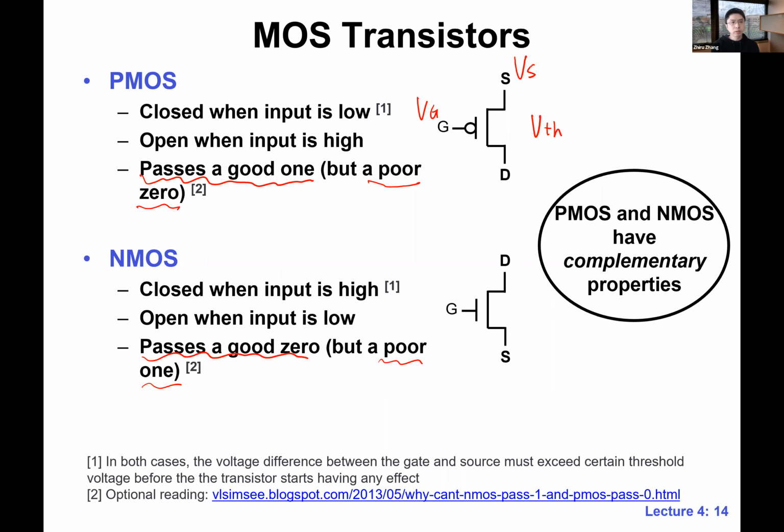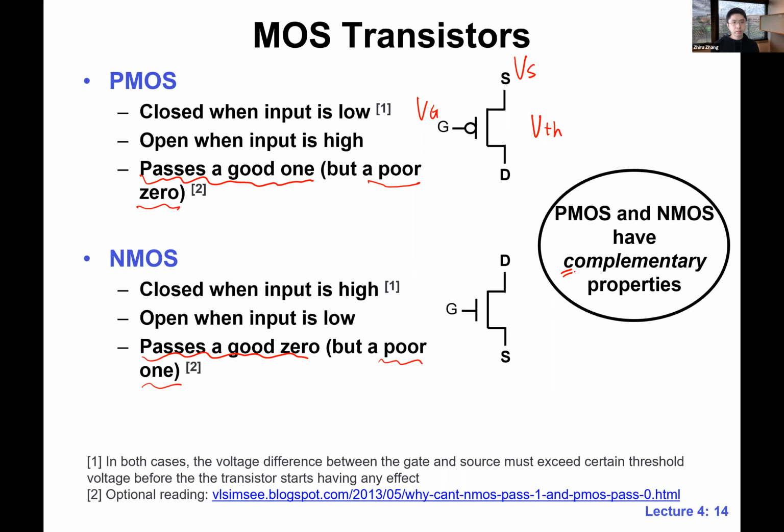That's why we usually do not use PMOS to pass 0. We only use NMOS to do that, but we use PMOS to pass 1. So these are complementary. This complementary is really where the CMOS comes from. The C stands for complementary.